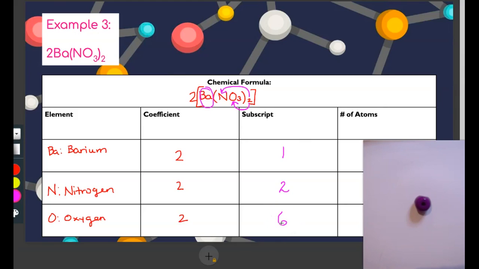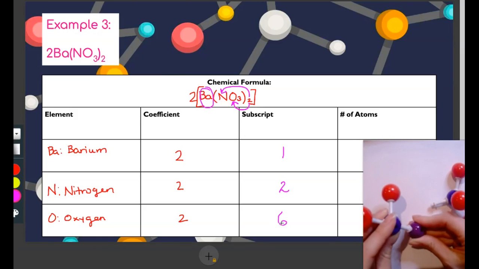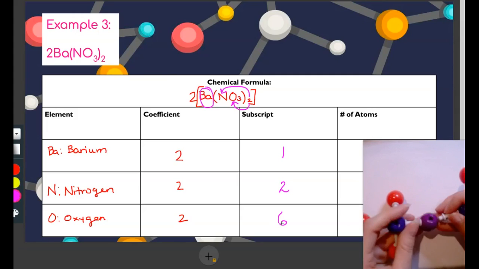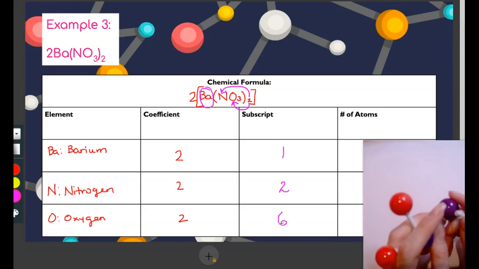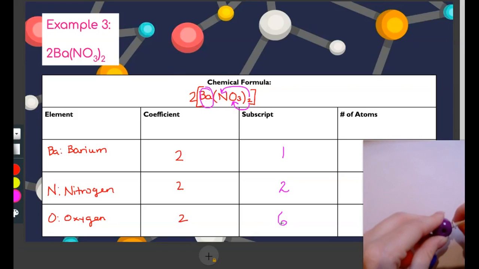This tells us that in this molecule, we have our 1 barium, we have 2 nitrogens, and to each one of those nitrogens, we have 3 oxygens bonded. So 6 oxygens altogether, looking something like this.